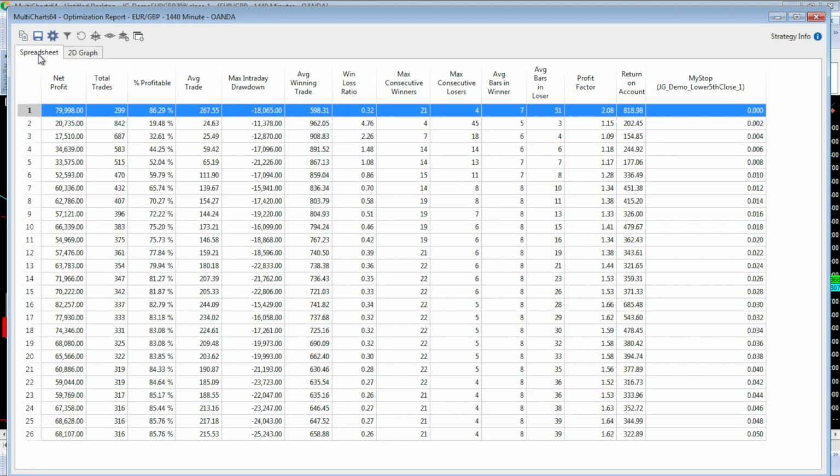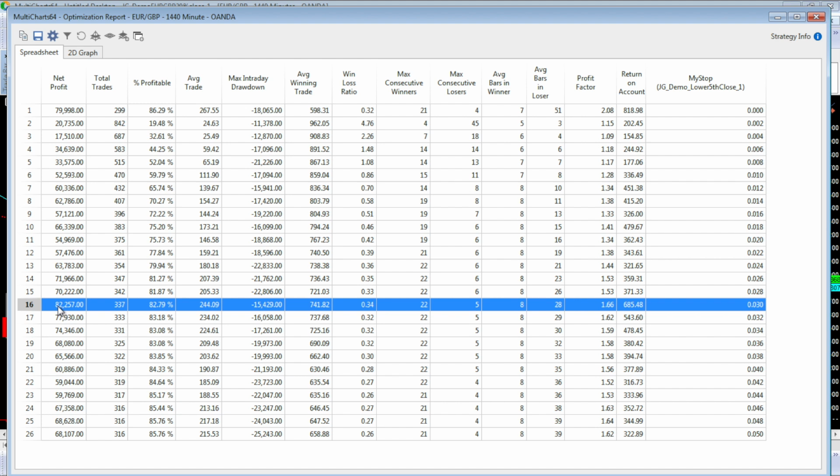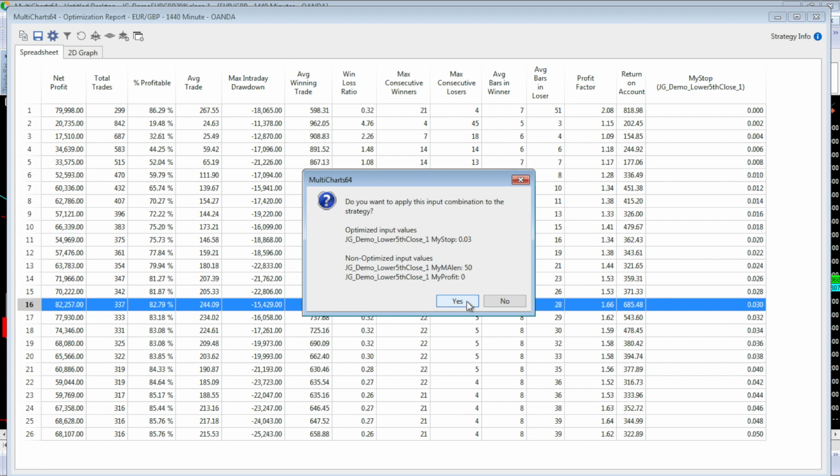Going back to the spreadsheet, we can see that the highest value of 82,000 is actually at the 300 pips. So there's a wide choice of stop loss values which we can use. Let's just select the 300 pip stop loss.